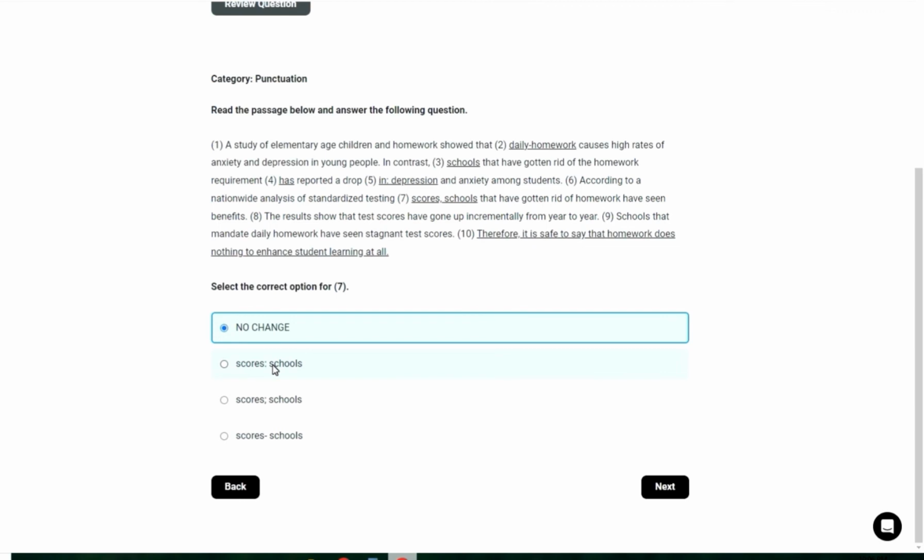Second part, semicolon. You should be yelling again. Semicolon using and. Let's read it. Nationwide analysis of standardized testing scores and schools that have gotten rid of homework. That doesn't make sense. The first part's getting an introduction for the second part. It's not in addition to. And finally, the hyphen, which has not been right all day and most likely will not be correct on your test either. It's very difficult to use. It's used to, like I said, connect those two words, like 22-year-old, which we often use. It's not going to be this. It's not creating the correct spacing. This is an introductory phrase that needs to be cut off by a comma. Best answer would be A, no change.